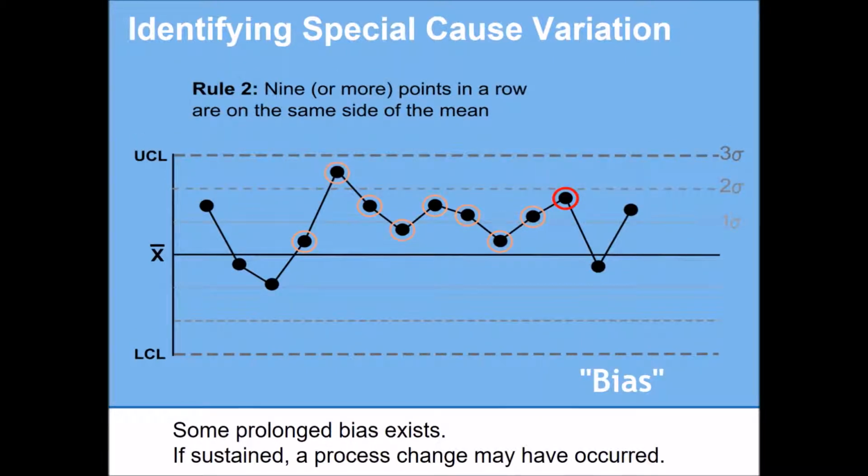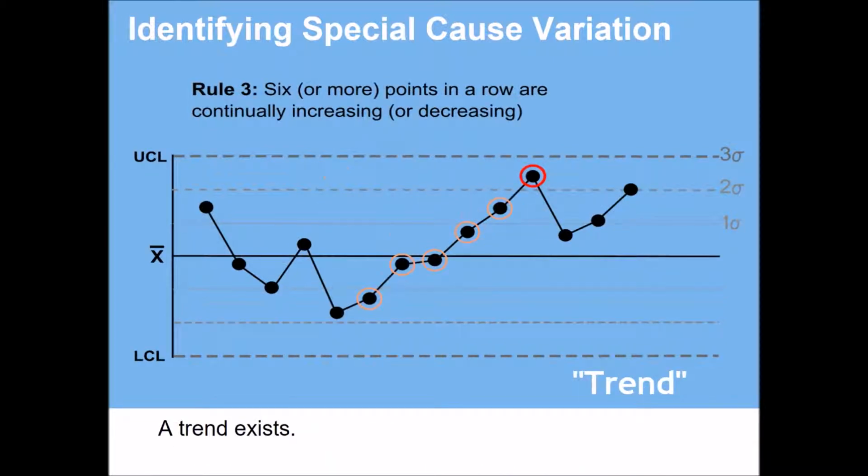The second rule we'll call bias. This is when 9 or more points in a row fall on the same side of the mean. This usually indicates that some prolonged source of bias existed in your process for this period of time. If this is sustained over a long period of time, it could mean that something about your process itself may have changed. The next rule we'll call trend. This is where 6 or more points in a row are continually increasing or decreasing.